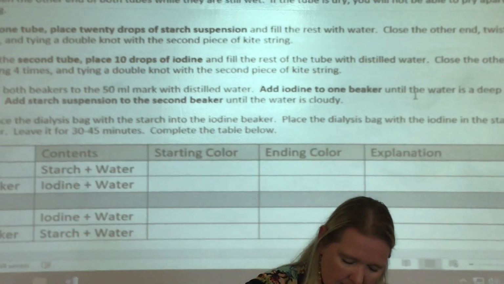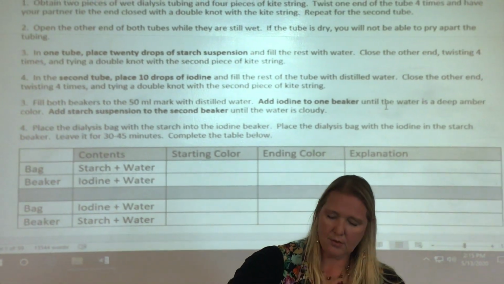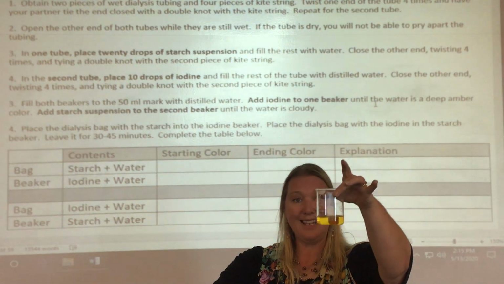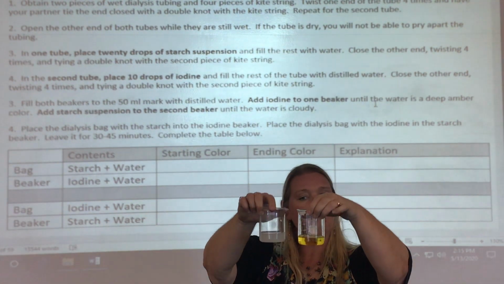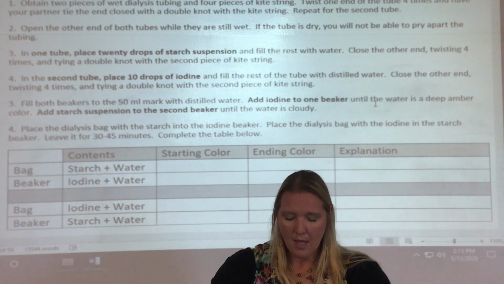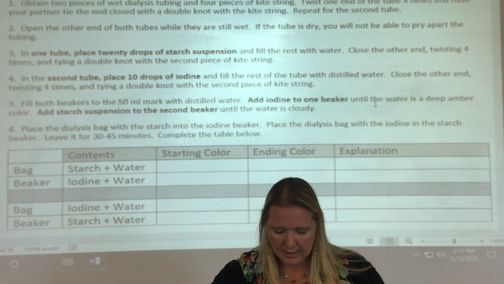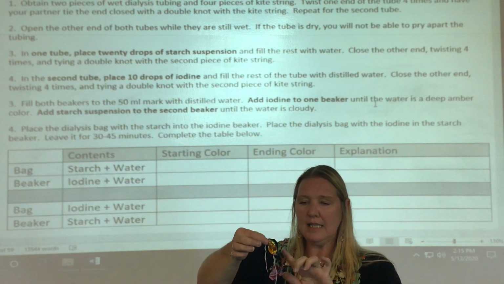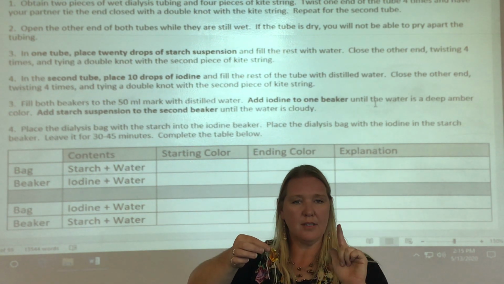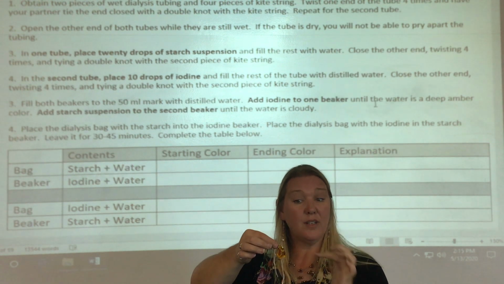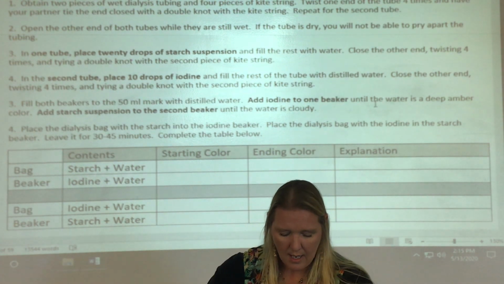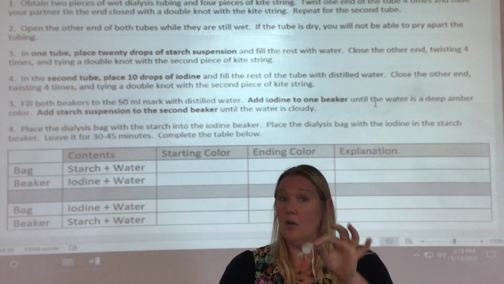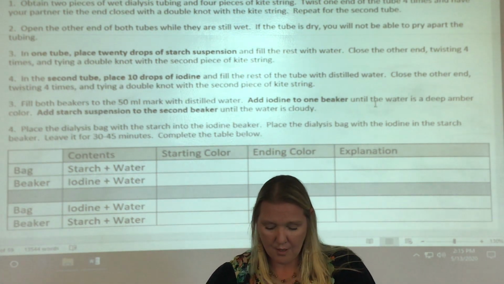The next thing that we did was we put 50 milliliters of water into 2 beakers, and in one of them we put iodine, and in the other one we put starch suspension, okay? And we're going to look and see, this plastic dialysis bag is going to be our simulated membrane, and we're going to see, does the iodine move out of this one, or does the starch move in, okay? And then the reverse on here, does the starch move out and the iodine move in, or does both happen, okay? And we're going to find that out.